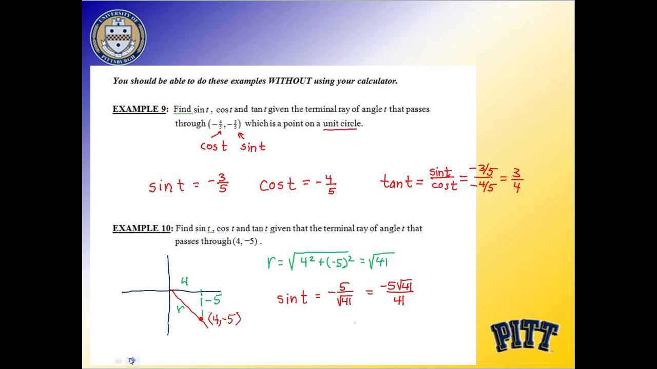Cosine of t, which would be x over r, so 4 over the square root of 41. Again, they would rationalize that denominator, in most textbooks. And the tangent would be y over x, so negative 5 over 4, and that's it. So these instances here, I don't need to know what the angle t is.